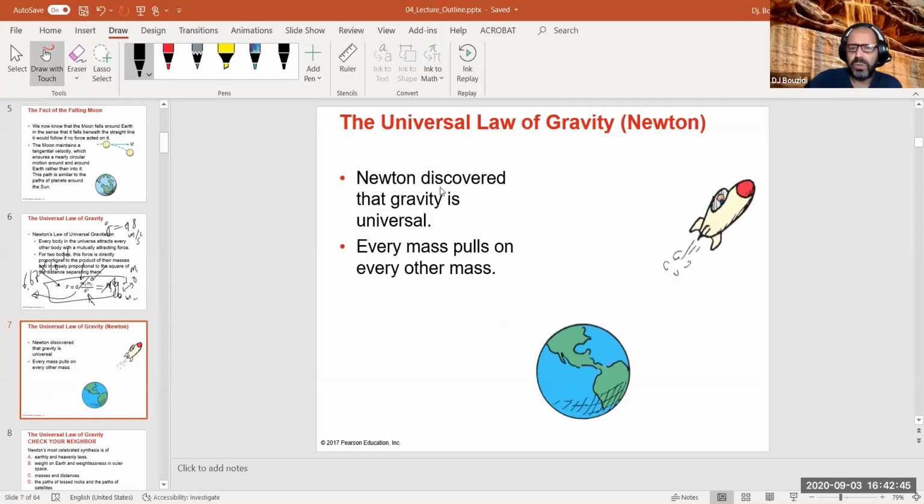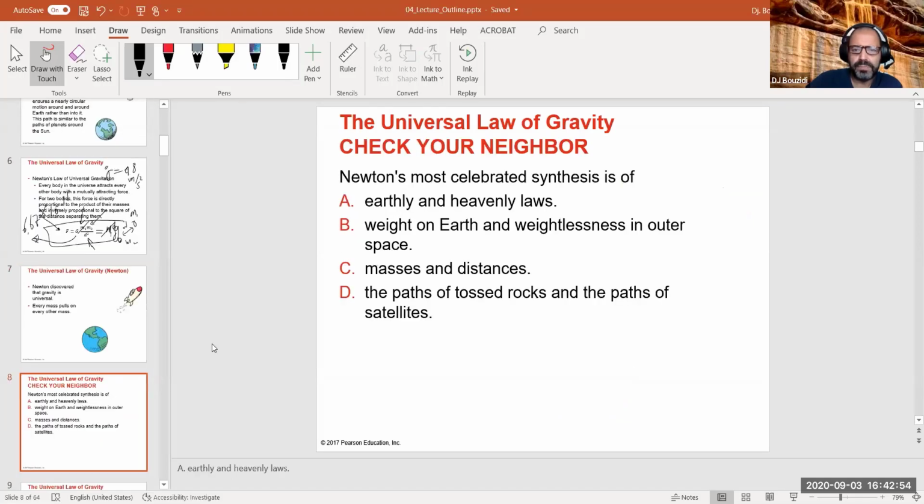So the universal law of gravitation, Newton discovered that gravity is universal. Every mass pulls on every other mass. Okay, that's basically his discovery. Newton's most celebrated synthesis is of earthly and heavenly laws. Okay, so that's really what he did. That's really the biggest law he discovered, bigger than the other three laws that he discovered, because this one he arrived at.